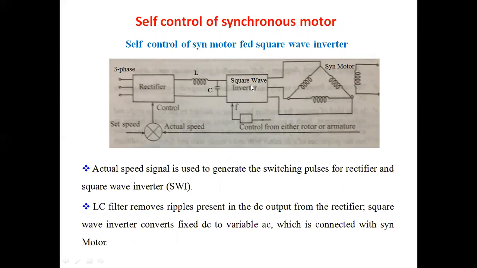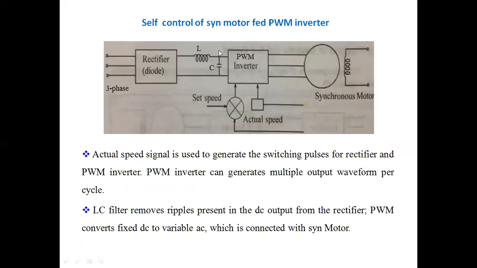Then it's given to the square wave inverter. The square wave inverter is able to generate a single output waveform per half cycle. It's connected to the synchronous motor drive. For controlling the inverter and rectifier, we are measuring the frequency and speed signal from the motor itself. I mean, the actual frequency and actual speed are measured from the motor and taken into account for generating the switching pulses for the rectifier and inverter. That's why it's called the self-control mode of synchronous motor drive.